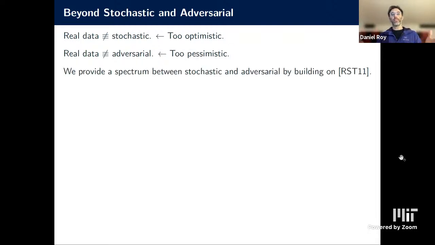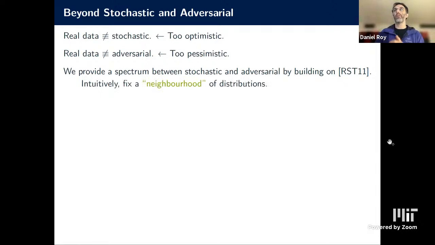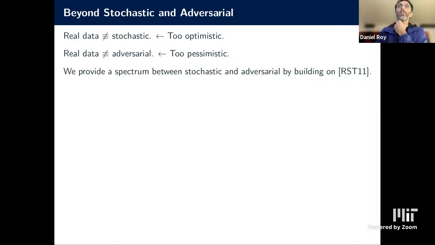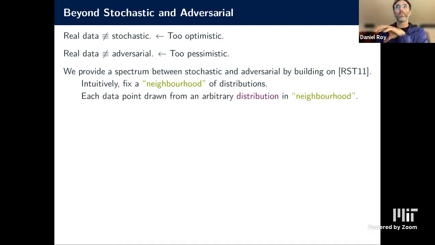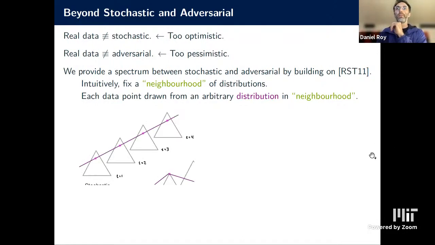And so what we'd really like is to work somehow with a spectrum of situations and be minimax optimal no matter where we land. And so we're going to adopt and build on the framework introduced in work by Sasha and Karthik and Ambuj in 2011. And in this framework, the starting point is to fix a set of allowable distributions, a neighborhood of distributions. And then at each round, rather than the rounds being always the same, which is stochastic, or always being able to be chosen arbitrarily, we're going to force the data that appears at a particular round to fall in this neighborhood. So here's a picture.